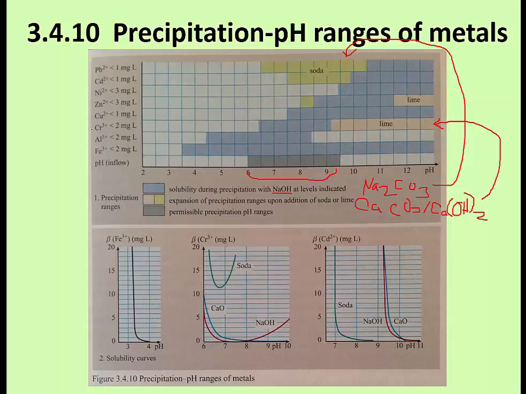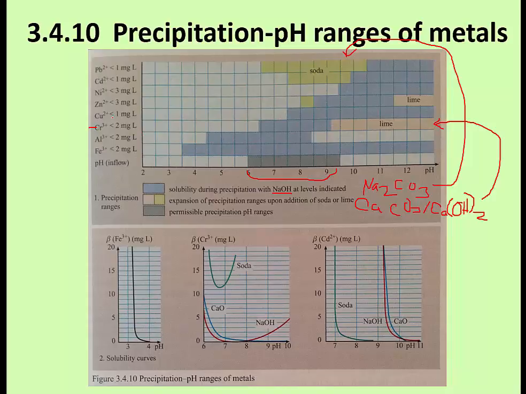But now let's look at, let's say, chromium. So we come here. Now, down at this range, not too much. We do have sodium hydroxide that we can use over this range. But now we've also got this lime here. Okay, so it expands the precipitation range when we add soda or lime to that sodium hydroxide. So it's actually calcium oxide here, or calcium hydroxide, that we're using that is going to work best to get us into that range. So the addition of lime actually helps us out with the precipitation of chromium.